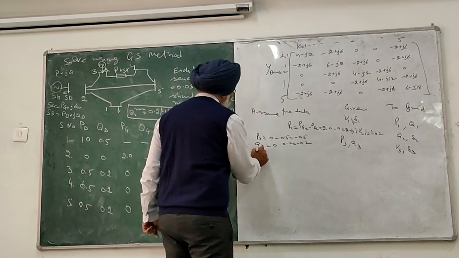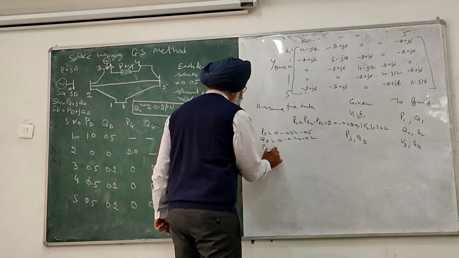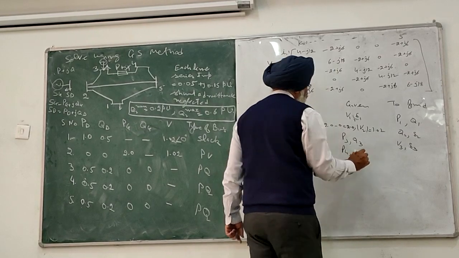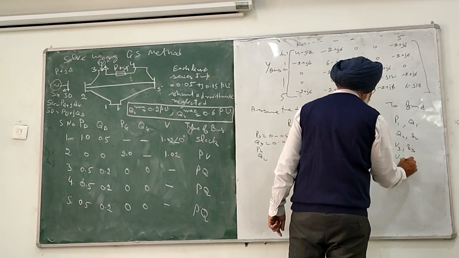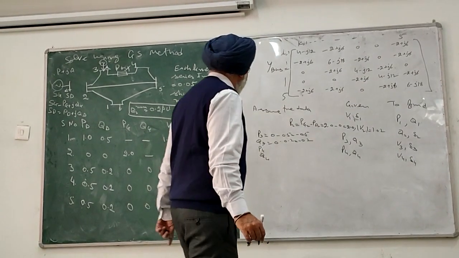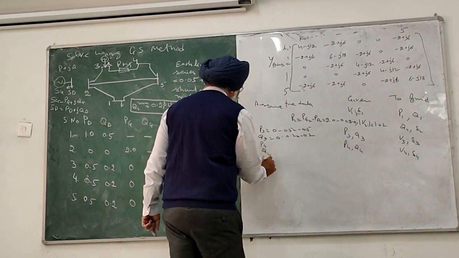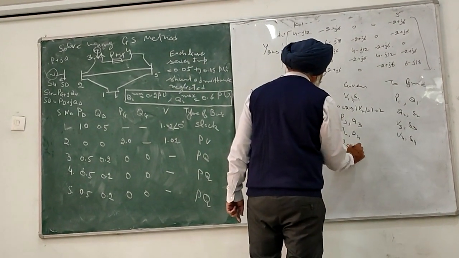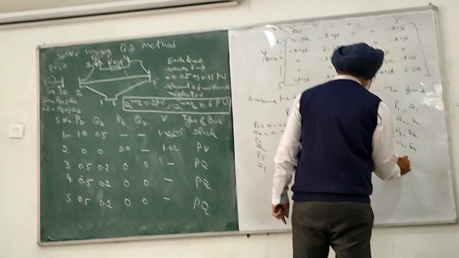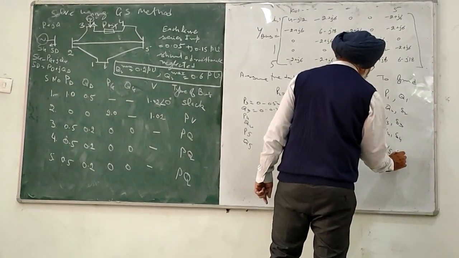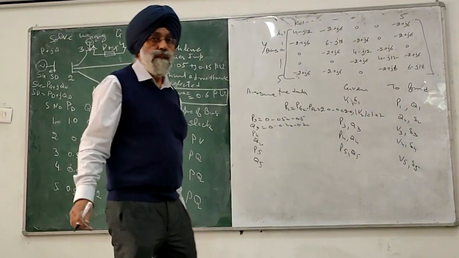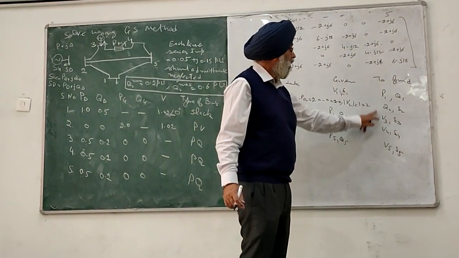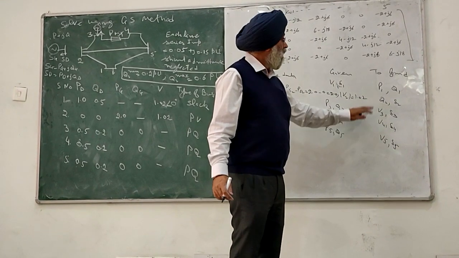Then for bus 4, P4 and Q4 are given, and we have to find V4 and delta 4. For bus 5, P5 and Q5 are given, and we have to find V5 and delta 5. So we have to find these values.